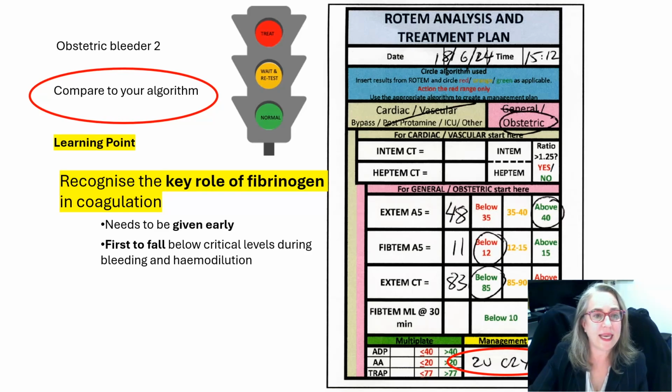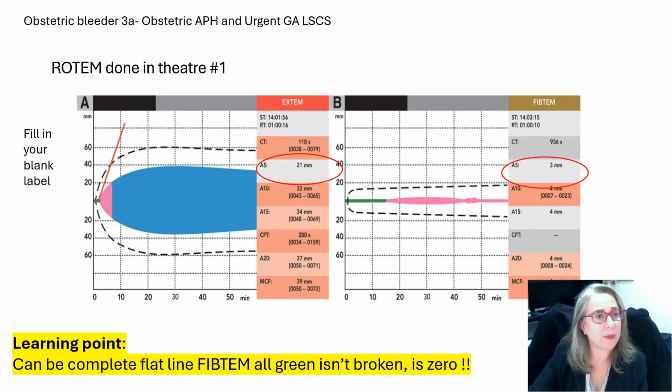Comparing to your algorithm, you can see there's something in the red zone now. And the key role of fibrinogen in coagulation is that it needs to be given early. It's the first to fall. And if you read off the algorithm, this patient required 2 units of cryo and an obstetric intervention, probably not too bad a coagulopathy.